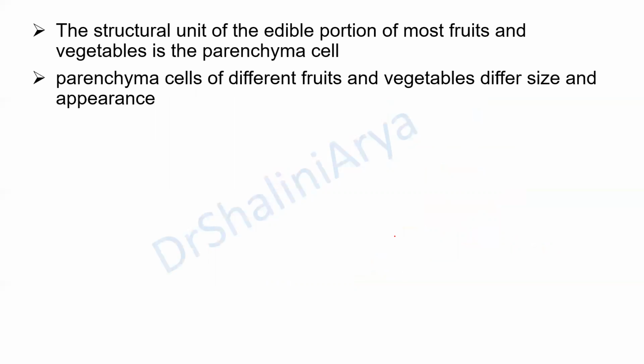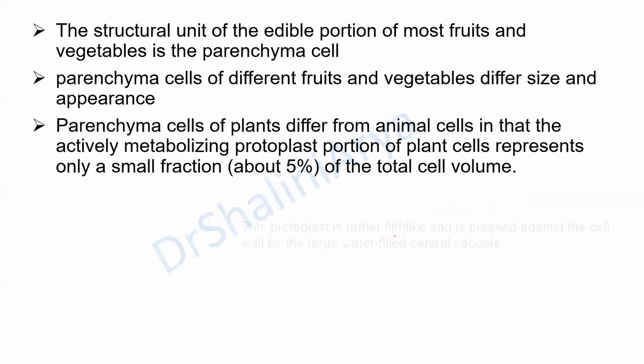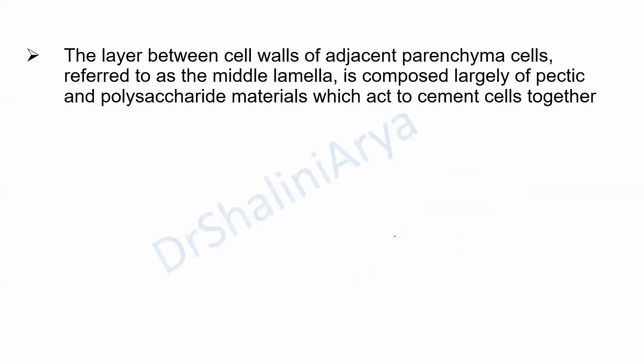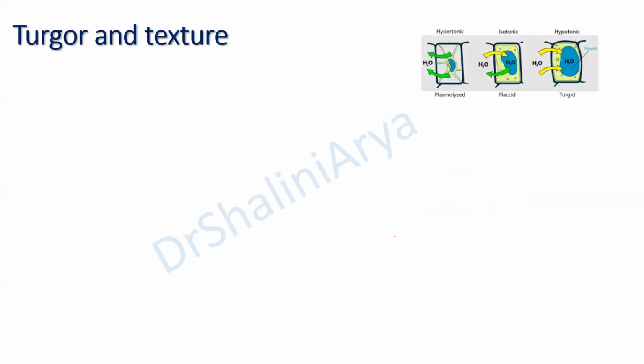So as I said, parenchyma cells of different fruits and vegetables are different, and so how turgor and texture affects the chemical composition. The range of textures encountered in fresh and cooked vegetables and fruits, you see there are a lot of different textures and turgors, a range of textures you get encountered.